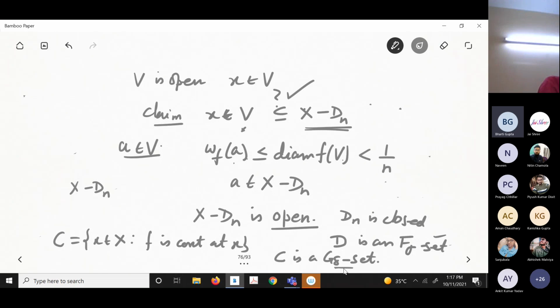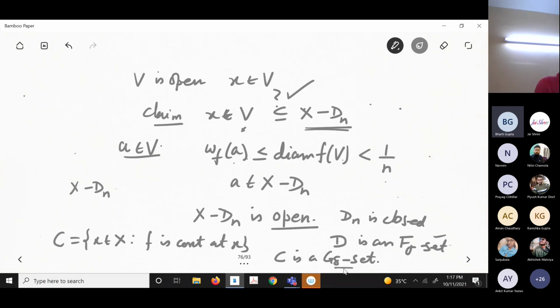That the irrationals cannot be an F sigma set, I already talked about it. So today I won't teach you much of this. I just want to explain. I won't prove any result. I think you are also getting tired.